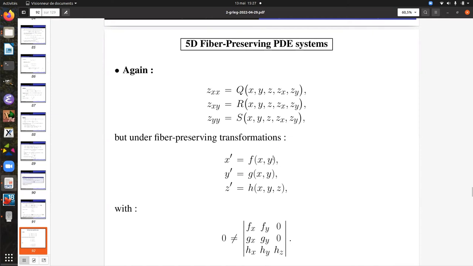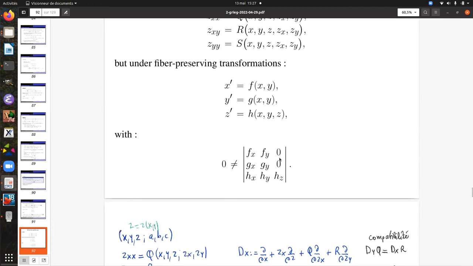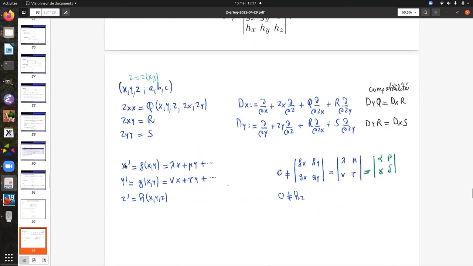I'm saying that I'm looking at the same kind of problem with fiber preserving transformations. So F does not depend on Z, G does not depend on Z, but the determinant is non-zero. So here is a manuscript. So X prime is lambda X plus mu Y plus et cetera, nu X plus tau Y plus et cetera. And we assume that this subdeterminant is non-zero.